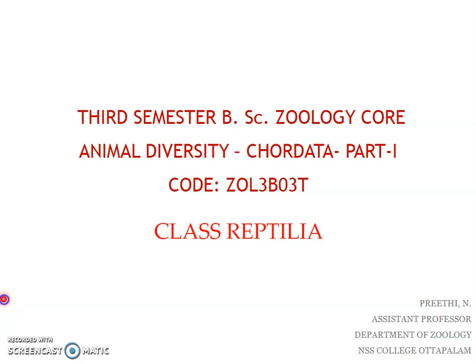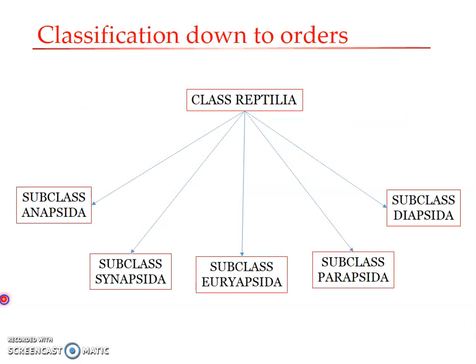Welcome back to the session on class Reptilia. It is the Animal Diversity Coordinator Part 1 paper and the last module, class Reptilia. This presentation is upon the classification of the class down to orders. Class Reptilia includes the first group of vertebrates that got fully adapted for a life on dry land. Okay, that is terrestrial mode of life.